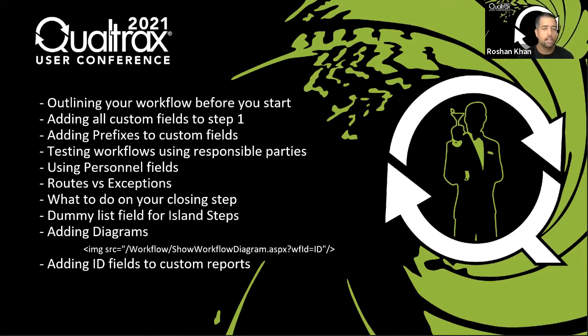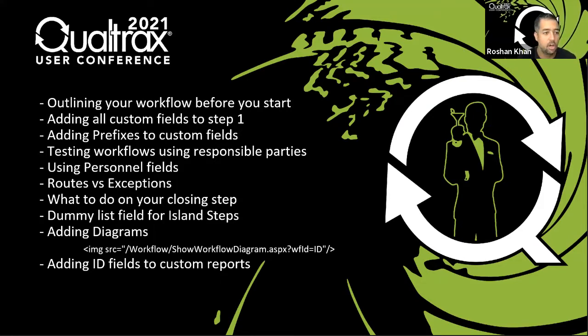We're really starting by talking about the basic mindset you want to have before you even start constructing a workflow. What are some things you want to think about? If you do a lot of due diligence up front, it's going to save you some heartache in the long run. We're also going to talk about custom fields and some tips on how you might want to manage those. We'll then jump to responsible parties, and I'll show you a few ideas on how you can maximize the use of responsible parties inside workflows.